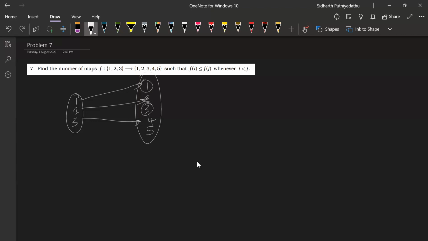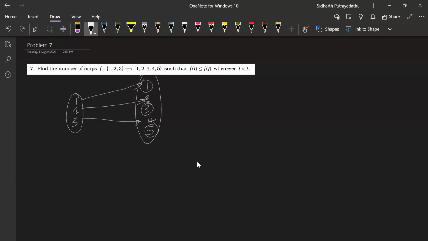So if you have, for example, 1, 3, 5, we immediately know what f has to be. f has to be 1 goes to 1, 2 goes to 3, 3 goes to 5, right? The sequence f of 1, f of 2, f of 3 is just a set on the right side, and we're applying an order. And because of this condition, the order is fixed. So now we're basically asking how many ways there are to choose the set, because each set gives a unique function.